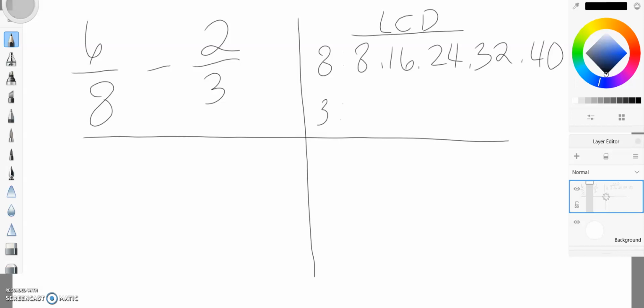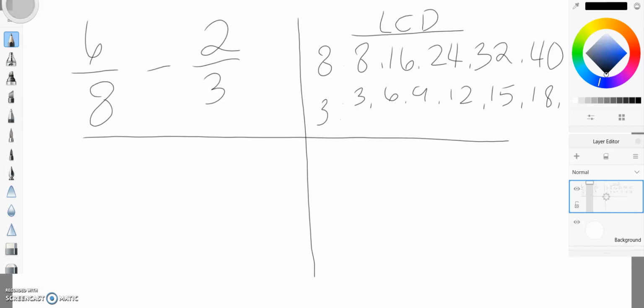Now I have to find my multiples for 3. So hopefully you can go ahead and do this along with me. So we have 3, 6, 9, 12, 15, 18. Let's see, do we have anything in common so far? No, we have nothing in common yet.